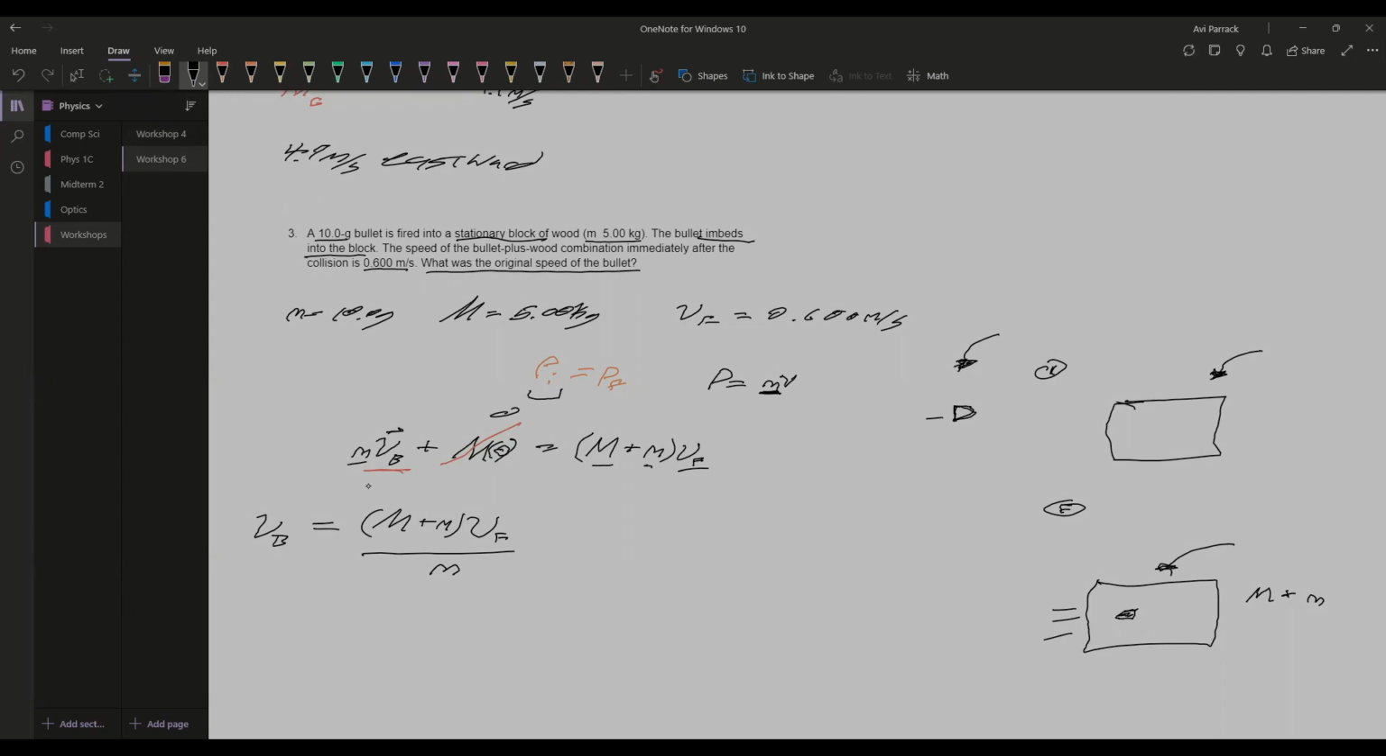Let me punch this into my calculator. Let's see what we get. Okay, so we have the block is 5 kilograms. And I should say, before we punch this into our calculator, we need to do a little conversion here, right? They told us this is 10 grams. We really want that in kilograms. So 1 gram is 1/1000th of a kilogram.